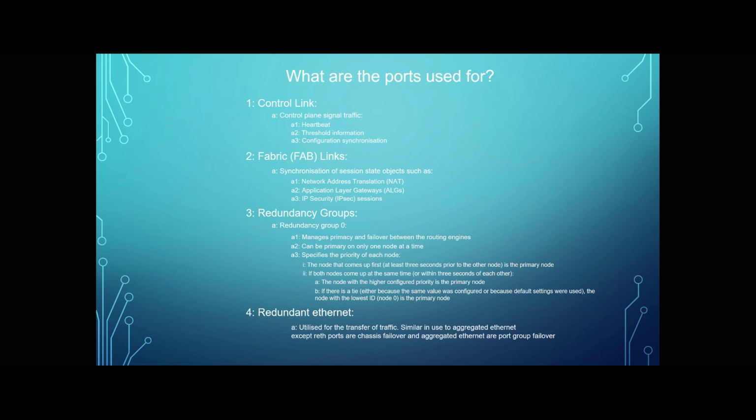A redundant Ethernet is utilized for the transfer of traffic. It's very similar in use to aggregated Ethernet, except for one major difference. Redundant Ethernet ports are for chassis failover, so it helps with the actual chassis itself, whereas with aggregated Ethernet, if you remember, it doesn't matter if the chassis fails, well, it fails anyway. Aggregated Ethernet is for port group failover, so if one of the ports within the aggregated Ethernet group fails, it still utilises the other ports. That's the major difference.